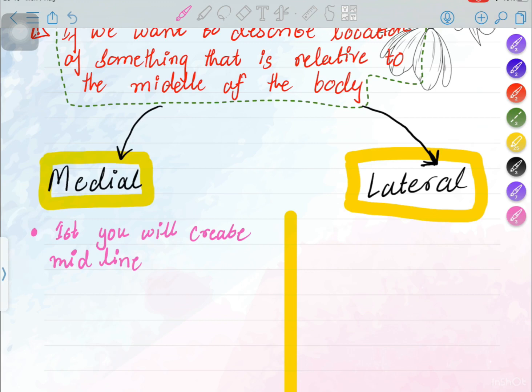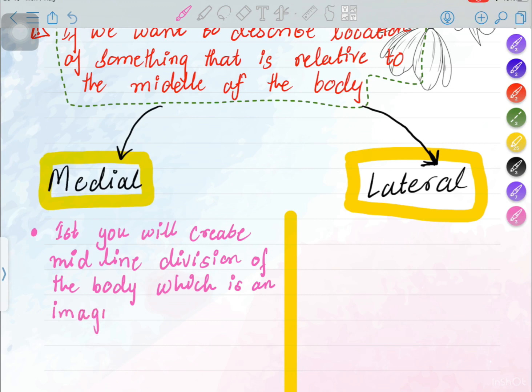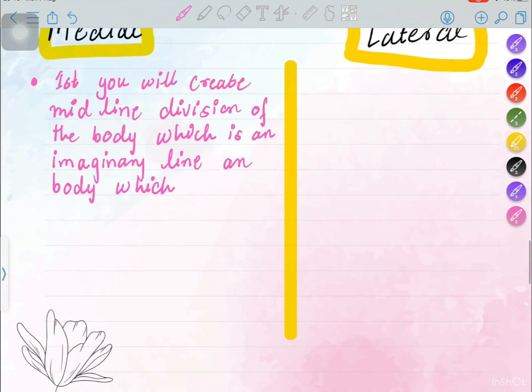If you create a midline, a division of the body, which is an imaginary line. Remember, it's an imaginary line on the body. This doesn't mean that you will take a knife and cut someone. It's an imaginary line which divides the body into left and right, not above and below. Please remember, we have to draw an imaginary line from the head which will divide the body into left and right.